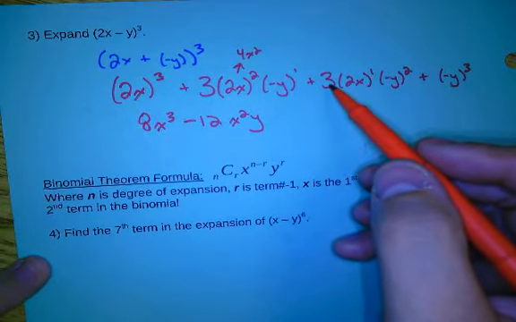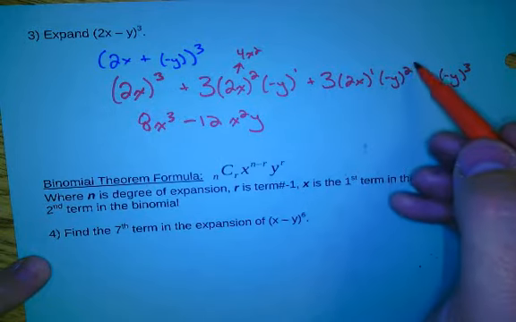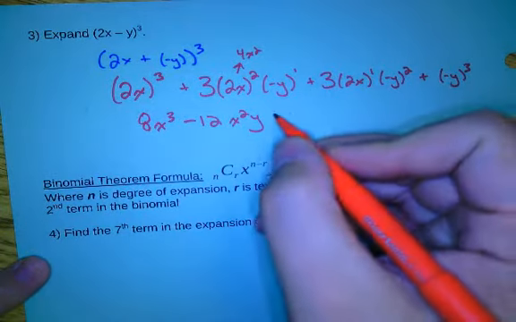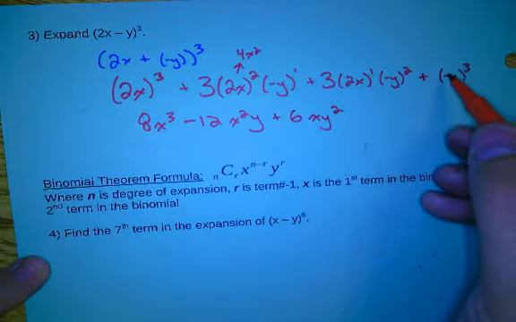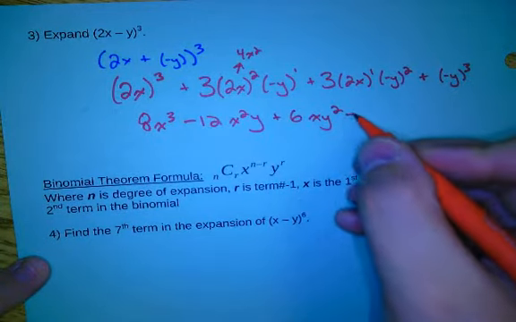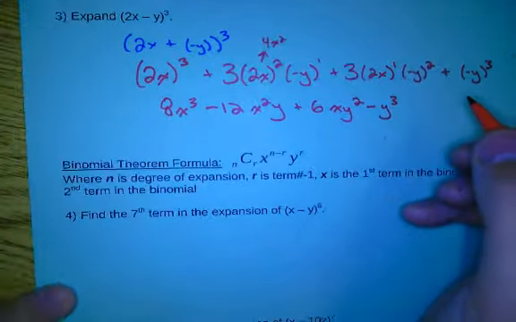Okay, so the next one is going to become a plus 6, because that negative is going to get squared, so it's plus 6xy squared. And negative y cubed is minus y cubed.